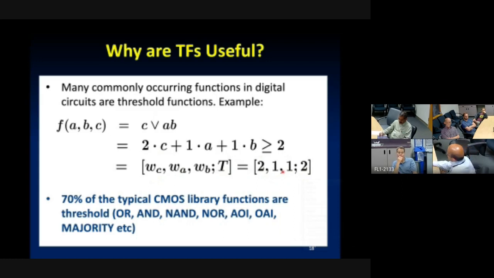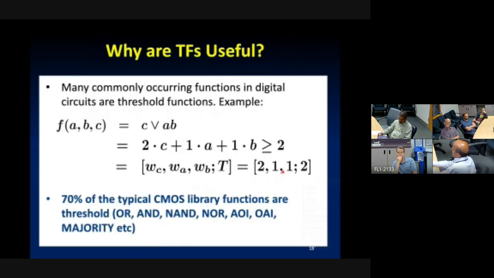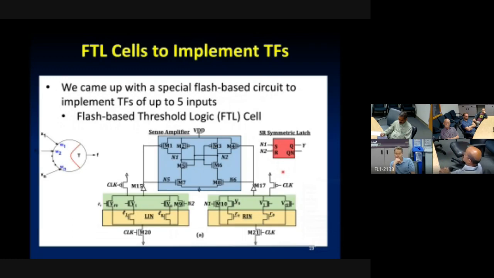Well, how are we going to implement them using Flash, right? That's not completely obvious. So far, all we studied is this mathematical construct for something called a threshold function. It's a Boolean function. I haven't made any connection of that with a circuit using Flash that implements it. Well, that comes next. So this is our little circuit that implements a threshold function up to 5 inputs, right? We call it an FTL cell, Flash-based threshold logic. So using Flash to implement a threshold function. And the circuit for this is shown here.